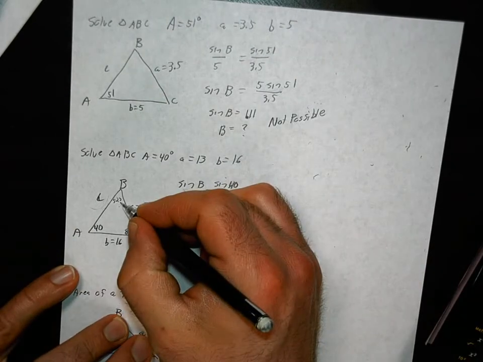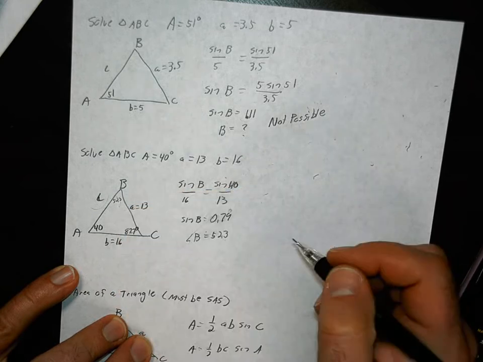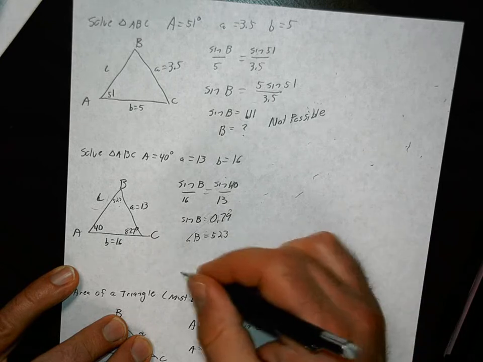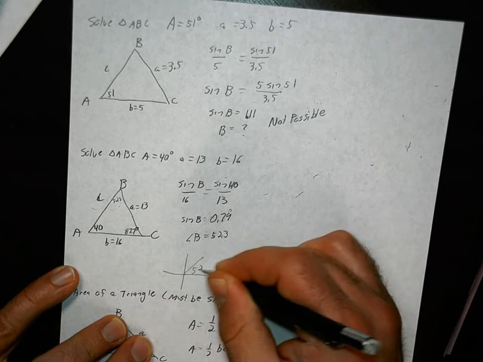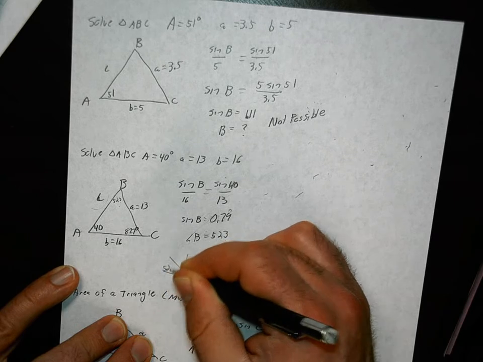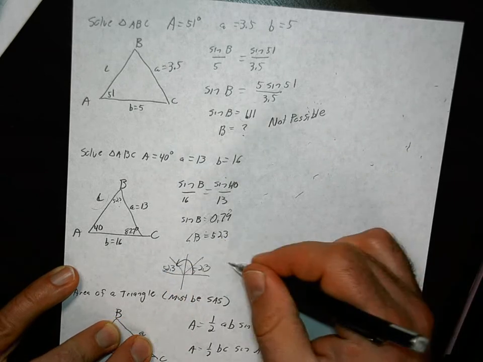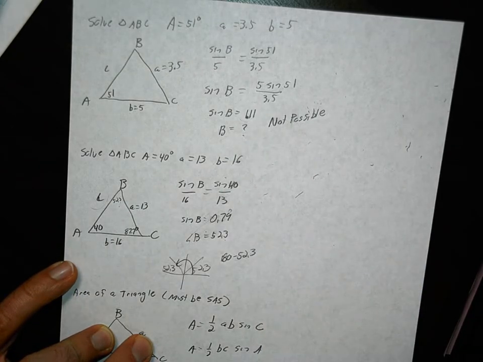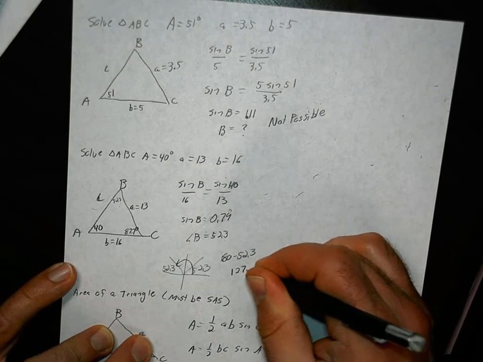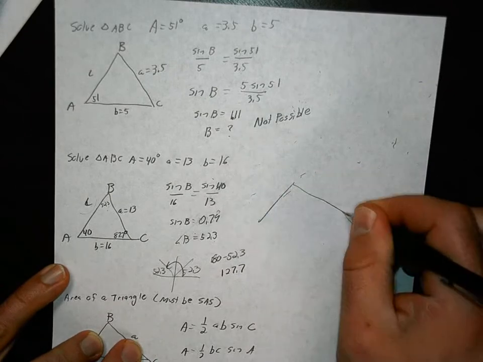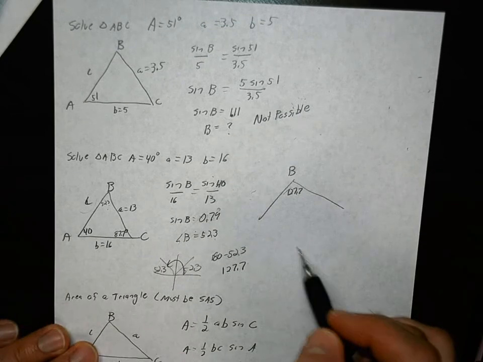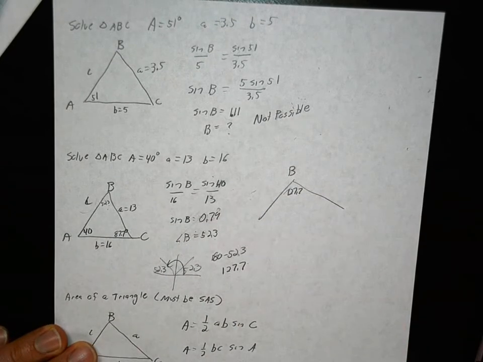Okay. There's another angle, an obtuse angle, that actually gives me the same thing. So what I do then is I reflect that. Think about the unit circle. This is 52.3. If I reflect it over here, I can find what that angle is. 180 minus 52.3, and I get 127.7. So I can create a second triangle with an angle B that's 127.7 and solve that triangle too, and it's going to create two triangles.